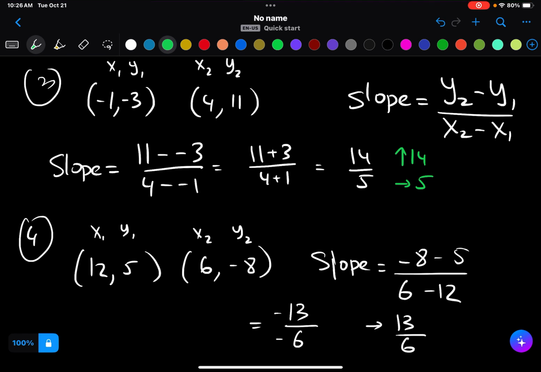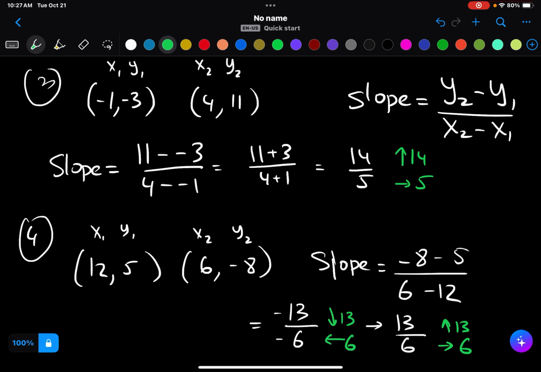But if you keep it as negative 13 over negative 6, that's fine as well, and you can do two different interpretations. For the correct one, it should be up 13 to the right 6. But if you keep it as negative 13 over negative 6, that's fine. You'll just have to write down 13, right? Because now the top number is up, down, and negative is down. And the bottom number is left to right, and negative is left. So down 13 to the left.